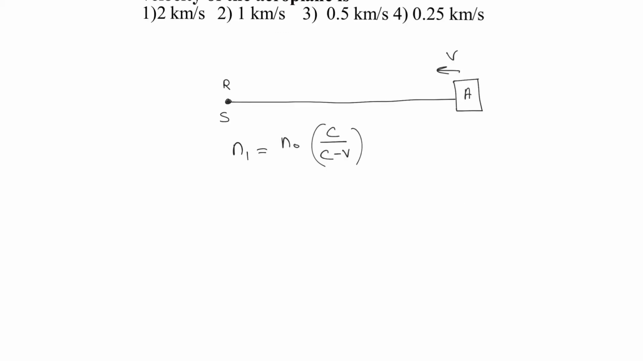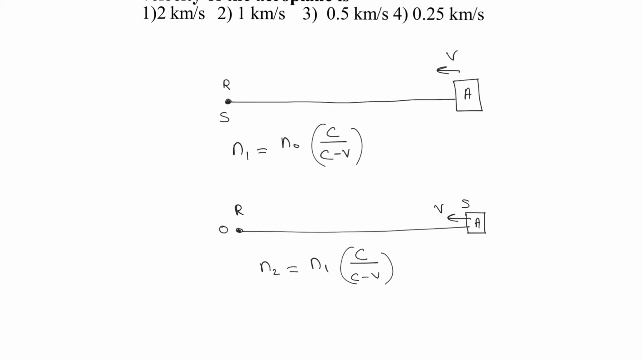Now in the next case we can assume that this radar is going to behave like an observer, and this aeroplane, which is reflecting the radar radiations, is going to behave like a source which is moving with the velocity, let's say v. So we can consider that the frequency received by the stationary observer is equal to the frequency reflected by the aeroplane, which is nothing but n1. So n2 is n1 into c divided by c minus v.